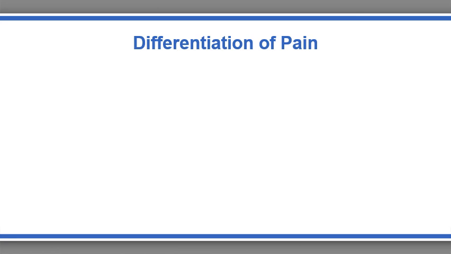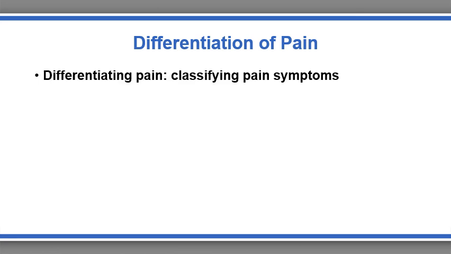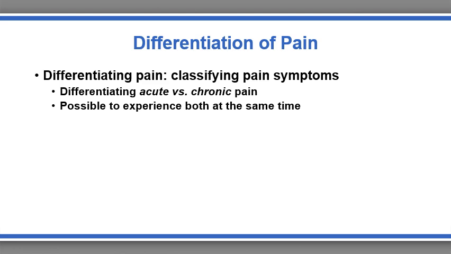So now we have to look at the differentiation of pain, and by that we mean a couple different things. Number one is classifying our pain symptoms, which is going to be very important, and this is sometimes where we get into differentiating between acute versus chronic pain. Again, it is possible to experience both acute and chronic pain at the same time, and sometimes it'll be easy to differentiate.